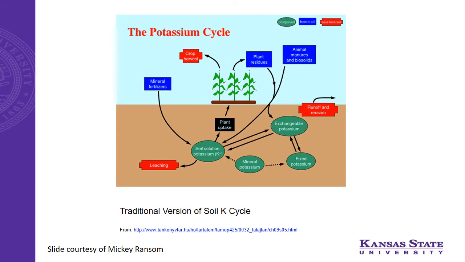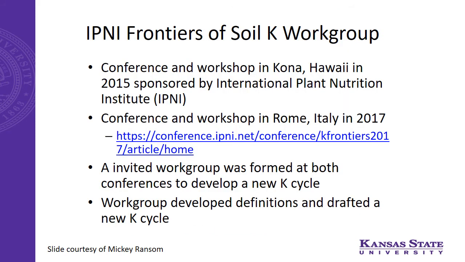Now, what was previously in the textbooks looked something like this, where you had the soil solution potassium. There was some loss to leaching. Then you have mineral potassium, fixed potassium, exchangeable potassium. So there's a lot of oversimplification happening here. And then we had this plant uptake where it would go into the plants. We had some loss to harvest, some residues where potassium was returned, and we have other inputs like animal manures and biosolids. We get losses to runoff, and then we have inputs from mineral fertilizers. So that was the traditional textbook version.